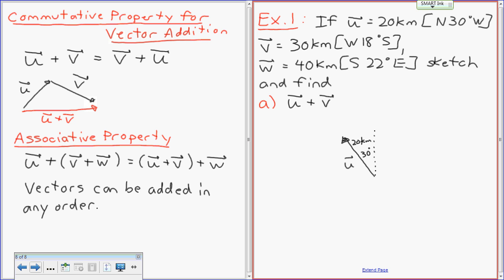Then we're going west 18 degrees south. Someone other than Alistair, how do I do west 18 degrees south? Yeah, go ahead. You start with your vector pointing like a dotted line going west, and then go 18 degrees down. Okay, good.